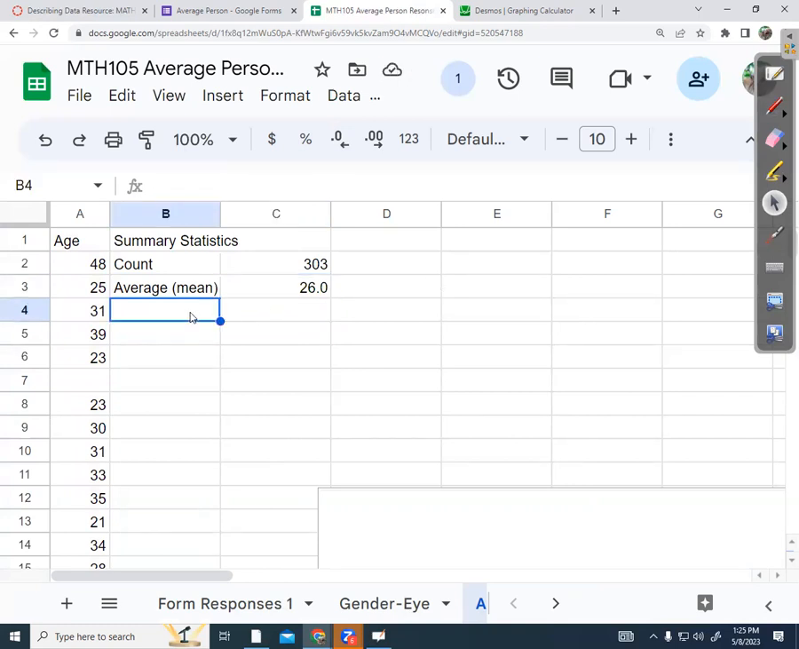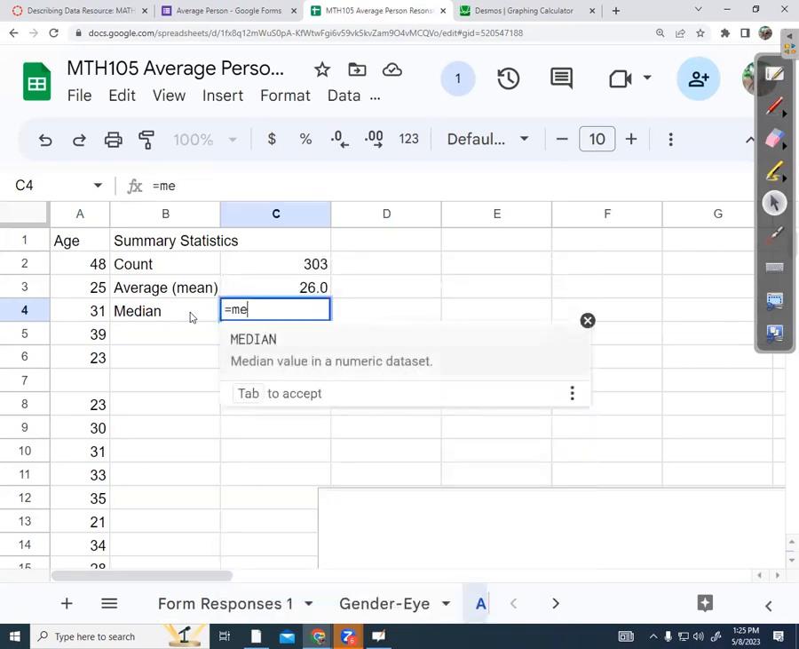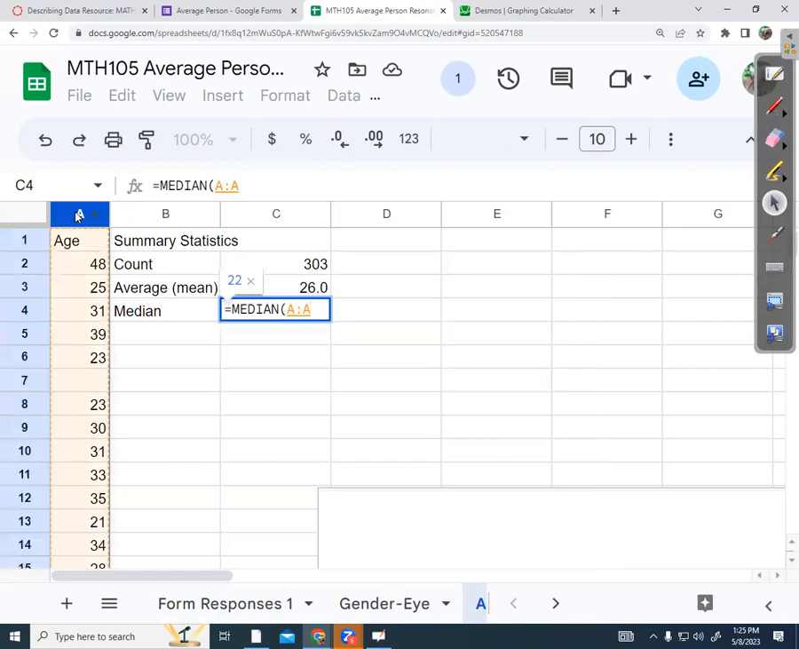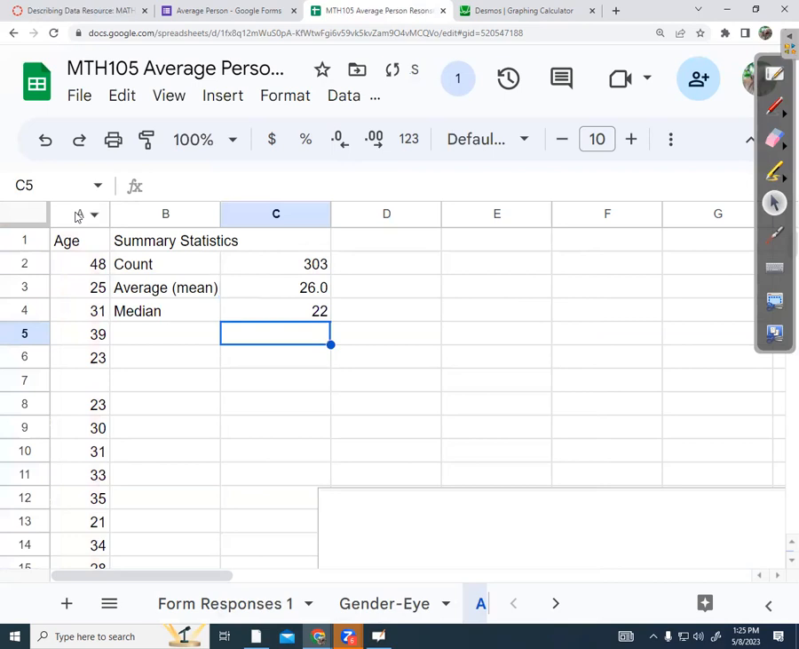Median. Now, the median is the middle number when they're in order. Are my numbers in order? The answer is no, but the spreadsheet will do that off to the side. It'll order them and then find the middle number. So I don't have to worry about it. So equals median, and just highlight the column if it's safe, otherwise highlight from the first to the last number. All right, so this has a median of 22.